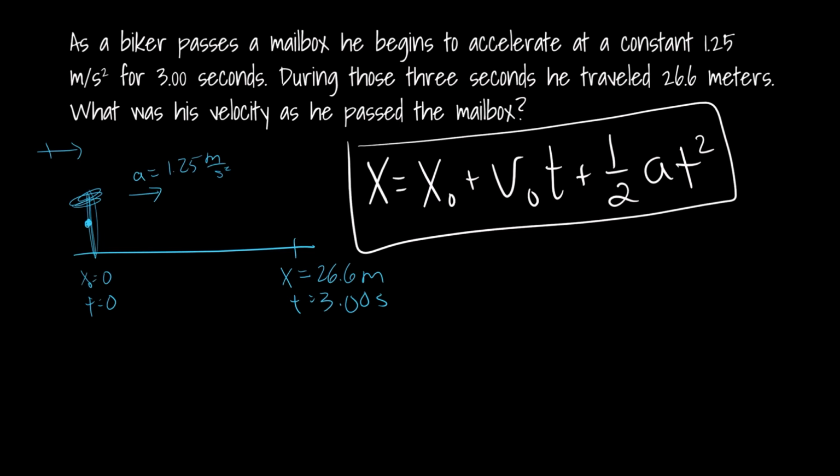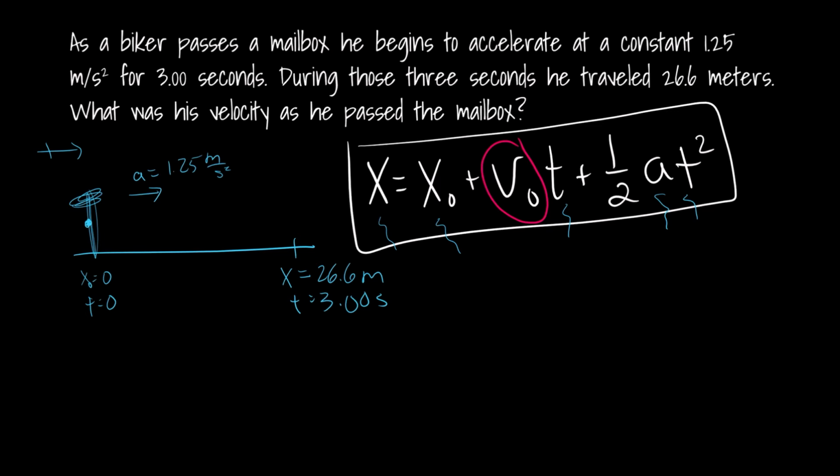So now we need to rearrange this equation. If we look at our equation, we know a, we know x, we know x naught, we know t. The only thing we don't know is our initial velocity. So we're going to want to rearrange this equation for v naught before we start plugging in numbers. It's an easy way to avoid errors that are hard to correct.